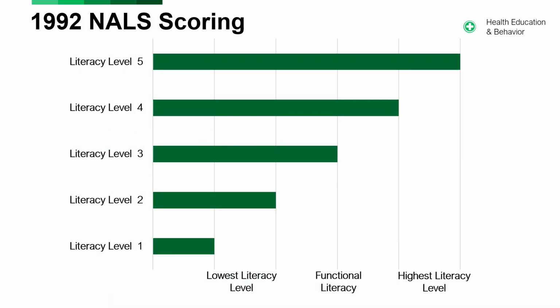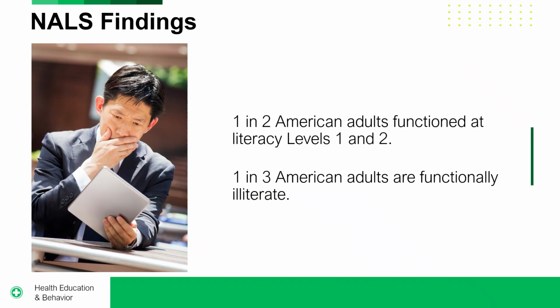From the 1992 scoring, you can see that literacy levels 1 and 2 are the lowest literacy levels. At literacy level 3, this is considered functional literacy, and levels 4 and 5 are the highest literacy levels. Based on this, 1 in 2 Americans function at literacy levels 1 and 2, and 1 in 3 American adults are functionally illiterate.